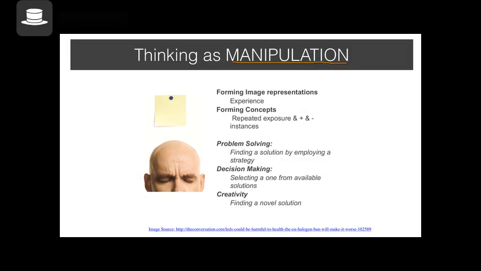Now, one way to think about it is the way we actually form concepts or representations. The representations can be images or concepts. And the way we form representation is through our experience, right? And for us to actually form representations, the memory system should be matured enough to form representations. So forming representation itself can be considered as a process of thinking.